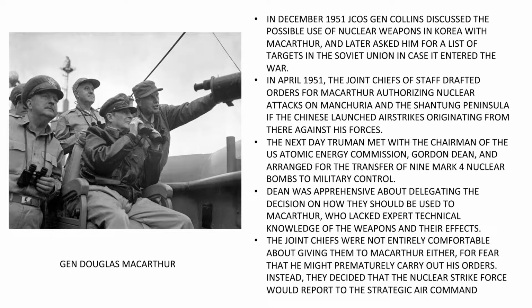In April 1951, the Joint Chiefs of Staff drafted orders for MacArthur authorizing nuclear attacks on Manchuria in China, and Shantung Peninsula if the Chinese launched airstrikes originating from there against his forces. But they were looking to not take liberties with a country which is already a nuclear power. So they knew China did not have the bomb then, so they were thinking of attacking the Chinese. The next day, President Truman met with the chairman of the US Atomic Energy Commission, Gordon Dean, and arranged for the transfer of 9 Mark IV nuclear bombs to military control. So the Mark IV bombs were actually given to the military for possible use.